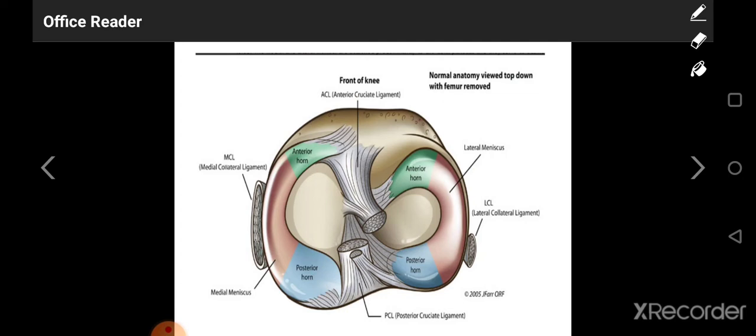So here we can see the meniscus having two horns, two ends, anterior and posterior, two surfaces, superior and inferior, and two borders, outer and inner. This is the outer border and this is the inner border. This is the anterior horn, this is the posterior horn, and two surfaces. This is the superior surface and the other one which is lying in contact with the tibia is the inferior surface.